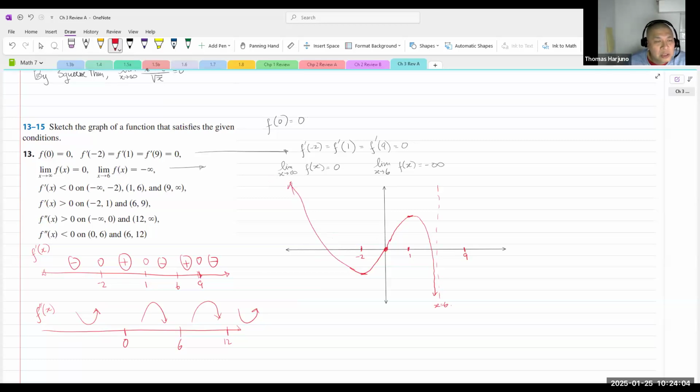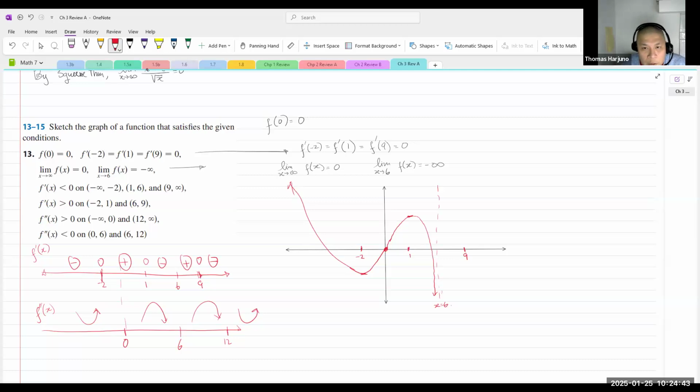Does it satisfy already? Let me check. To the left of negative 2 is concave up, but the slope is negative. Right at negative 2 is still concave up, but the slope is 0. Between negative 2 and 0 is still concave up, the slope is positive. From 0 to 1, the slope is positive but concave down. From 1 to 6, concave down, slope is negative. From 6 to 9, the slope is positive, concave down.